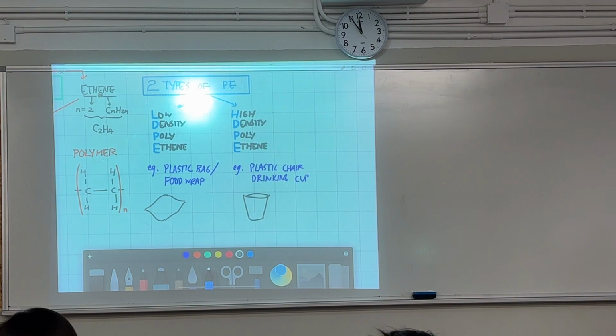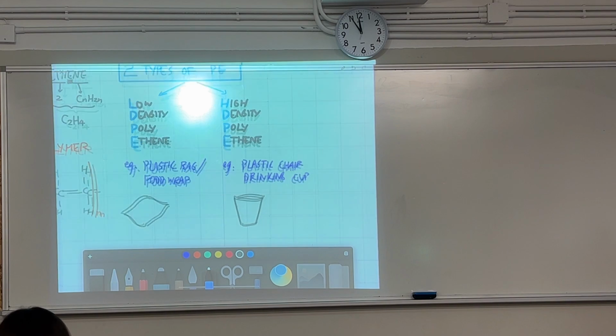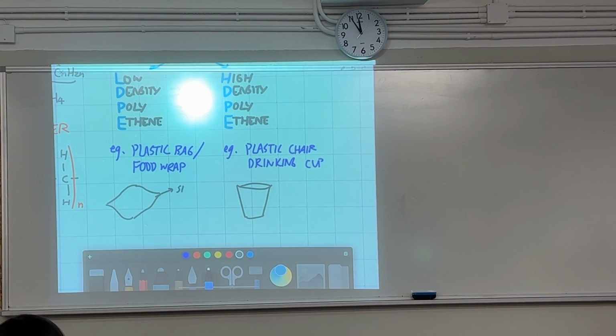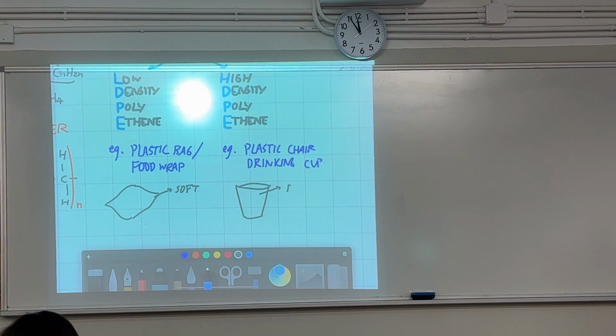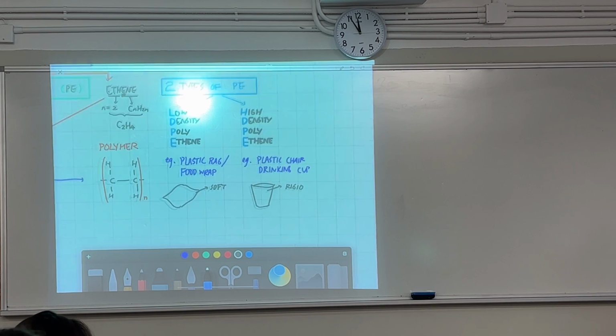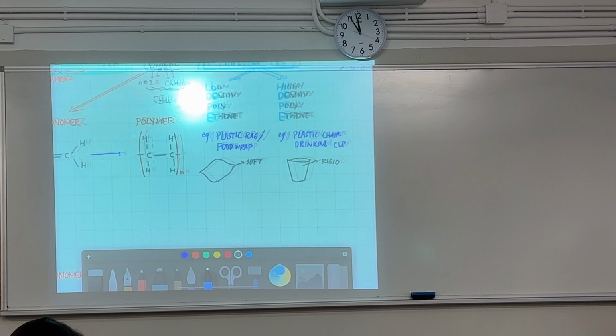So why is there a difference? What if I tell you that they are both polyethylene? You will be hard pressed to believe that they are both polyethylene despite them looking very different. One is very soft, and one is more rigid. So how can one soft, one rigid material both be made from the same substance, polyethylene? That's because of the way the polyethylene fibers are arranged.